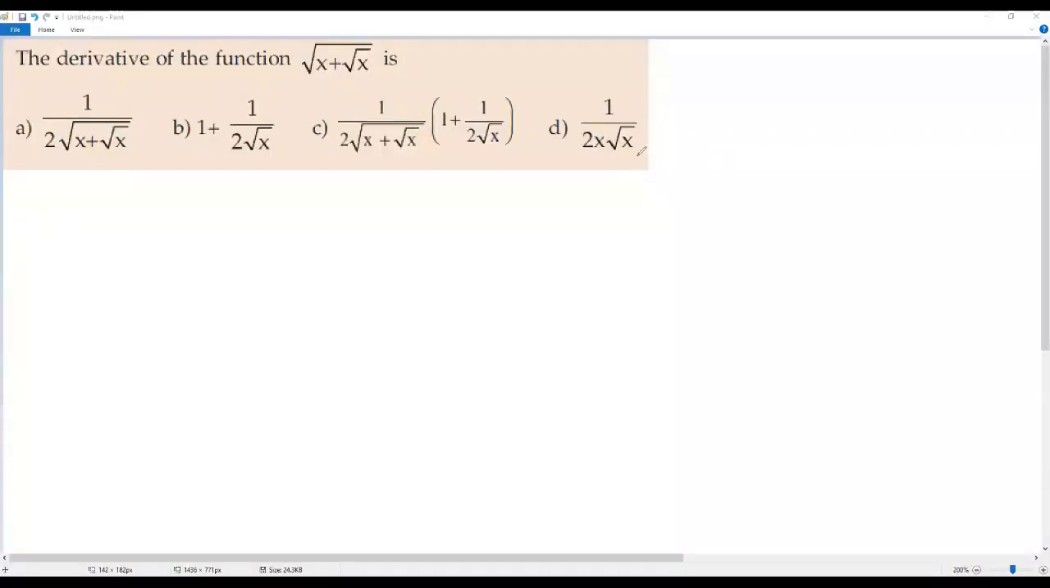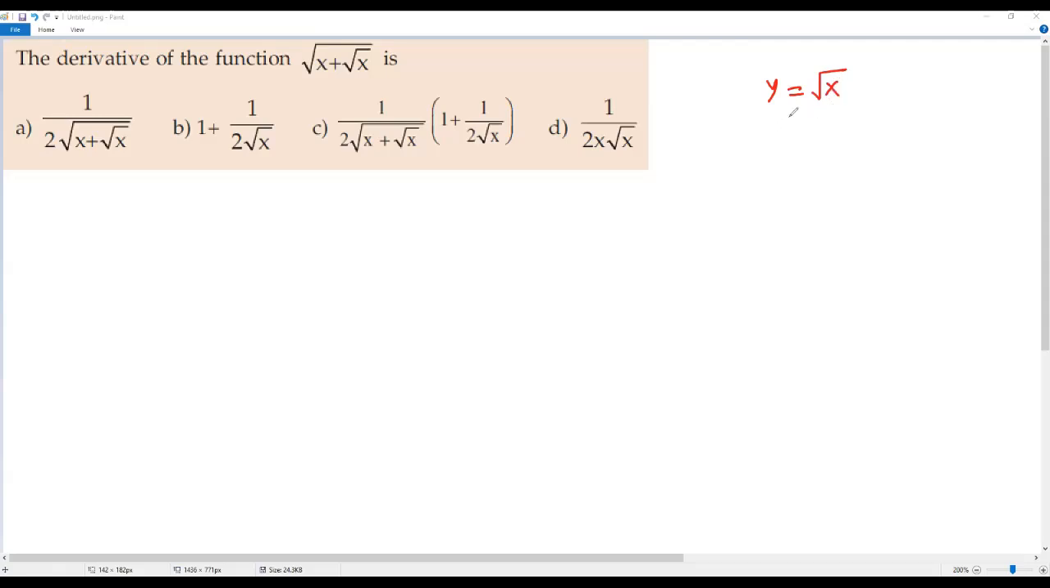Here we have a problem on derivative. That is, we have to find the derivative of a square root function, that is, square root of x plus square root of x. Before we find the derivative of the given function, first let's understand the derivative of a square root. Let me consider a function y equals square root of x.